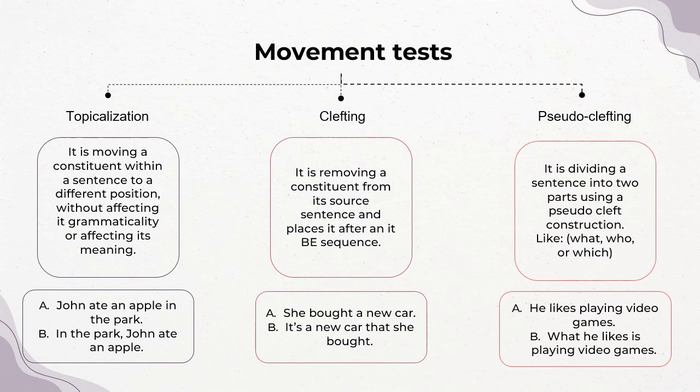Second, clefting. It is removing a constituent from its source sentence and placing it after an it-be sequence. For example, she bought a new car. After clefting, it will be it's a new car that she bought. Third is pseudo-clefting. It is dividing a sentence into 2 parts using a pseudo-cleft construction, like what, who, or which. For example, he likes playing video games. After pseudo-clefting, it will be what he likes is playing video games.